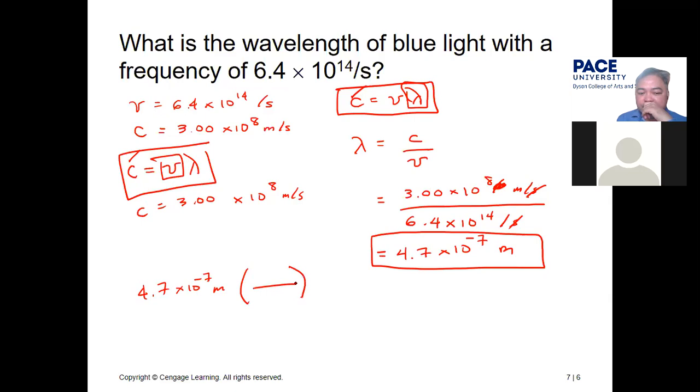If you convert it to nanometer, for every meter you have 1 times 10 to the 9 nanometer. So you end up with 470 nanometer. Okay?